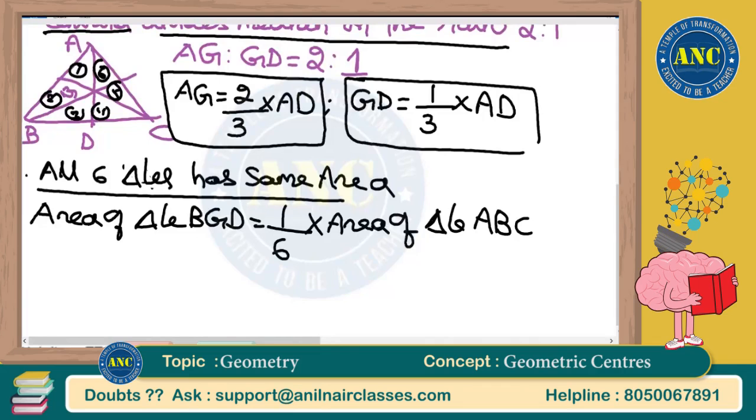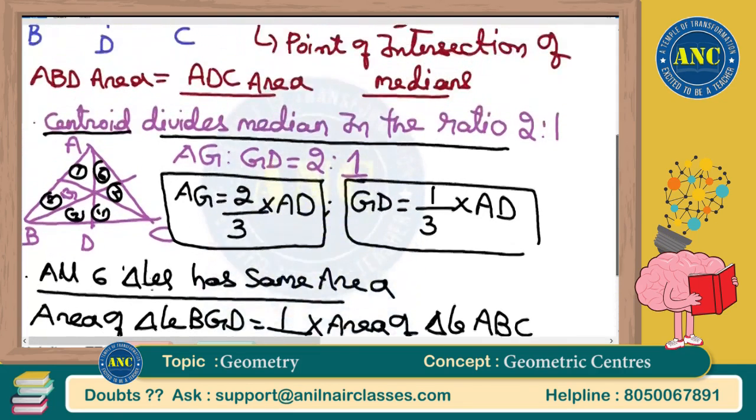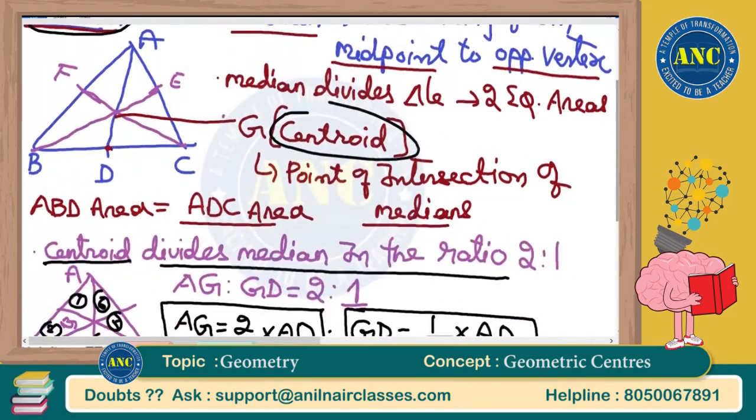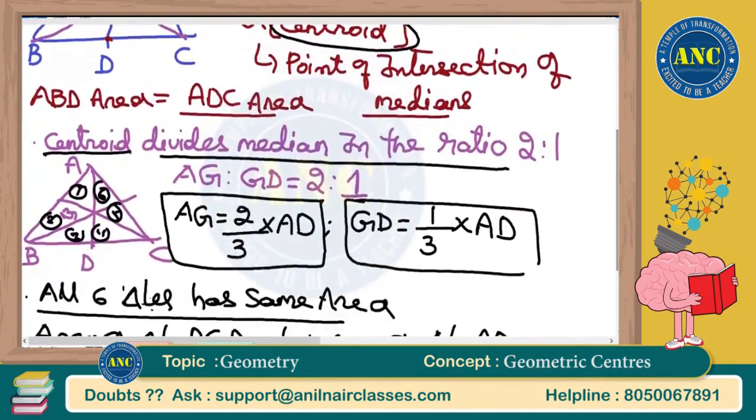Another very important point. I hope these points are clear, right? What is a median? What is a centroid? And centroid divides median in the ratio 2:1. How to calculate AG or GD? By using 2:1. AG is 2/3 of AD and GD is 1/3 of AD.